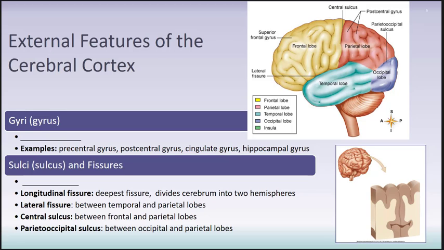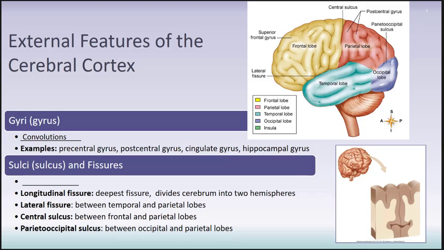Let's look a little bit more at some of the external features of the cerebral cortex, so the outer part of the brain. And what you can see when you look at this image are these convoluted structures here, as well as these grooves in between. And so these are what we call gyri and sulci. The gyri are the convolutions.